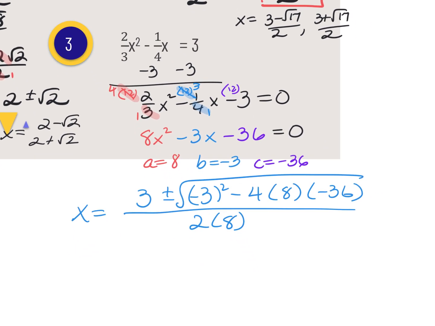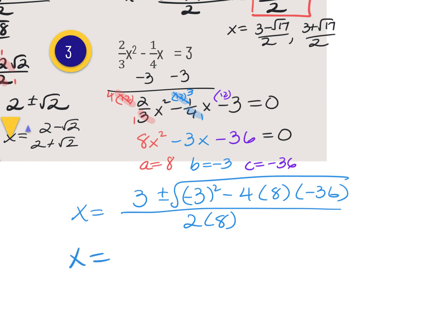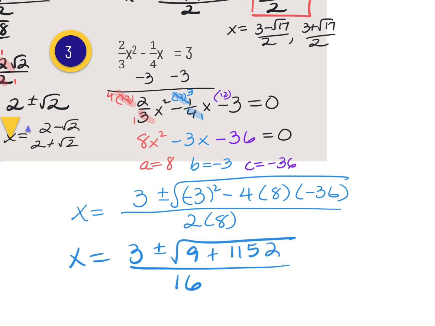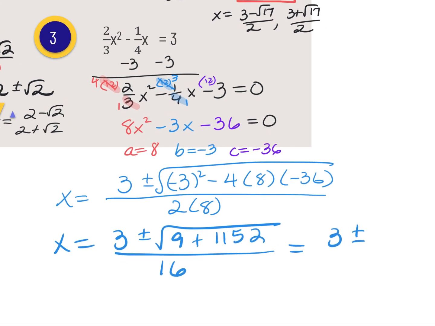This one's kind of big. All right, so 3 plus or minus the square root of 9, and then negative 4 times positive 8 times negative 36 is going to give me 1,152. And then 2 times 8 is 16. 9 plus 1,152 is going to give me 1161 over 16. Now, we need to break that 1161 down.